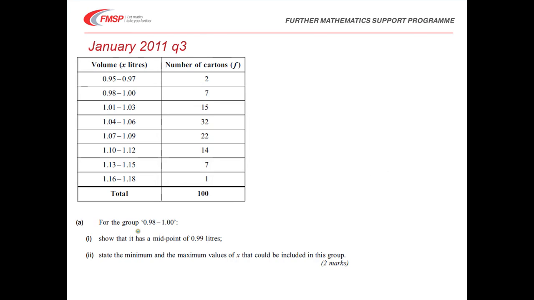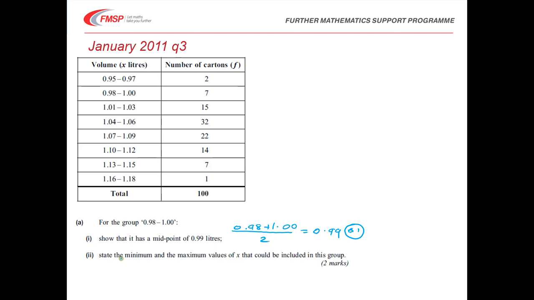It says for the group 0.98 to 1, show that it has a midpoint of 0.99 litres. Okay, so we do need to do this. We do need to show. And the way we do that is by demonstrating how we find a midpoint. So a midpoint is by adding the two ends of the interval together. It's a mark that's very easy not to get because, well, showing this is quite interesting.